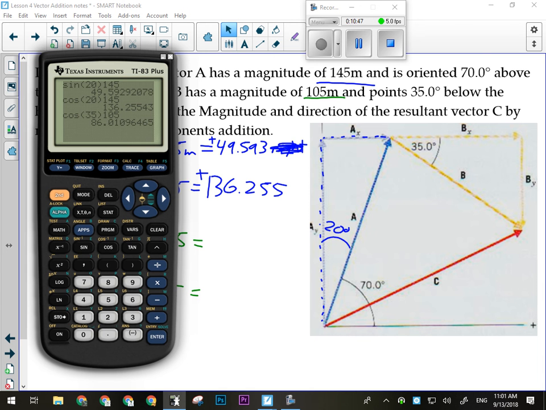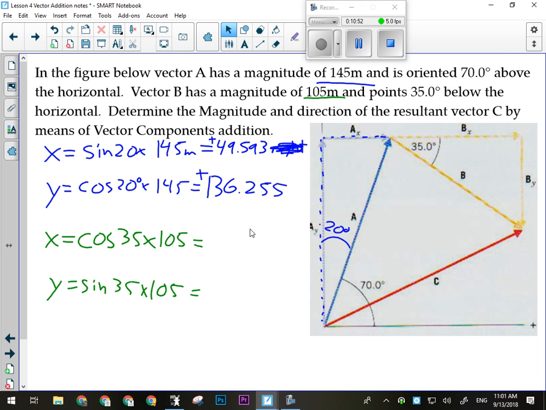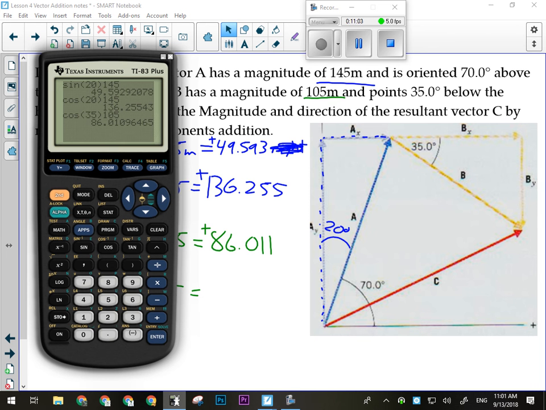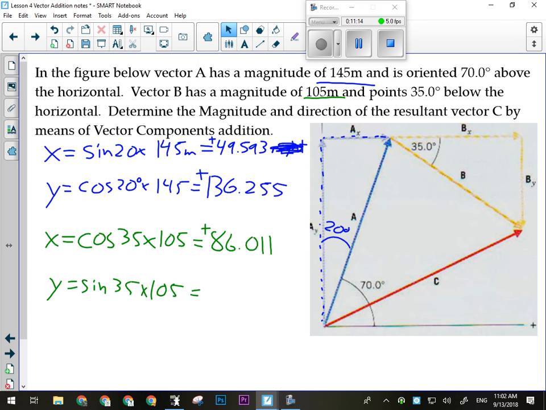Okay, so the x for that second triangle is going to be 86.011. And that's positive, okay, because it's again to the right there. And then for the y, we're going to have the sine of 35 times 105. And that's going to be 60.226. Okay, these are all meters, and this one is negative because it's down.